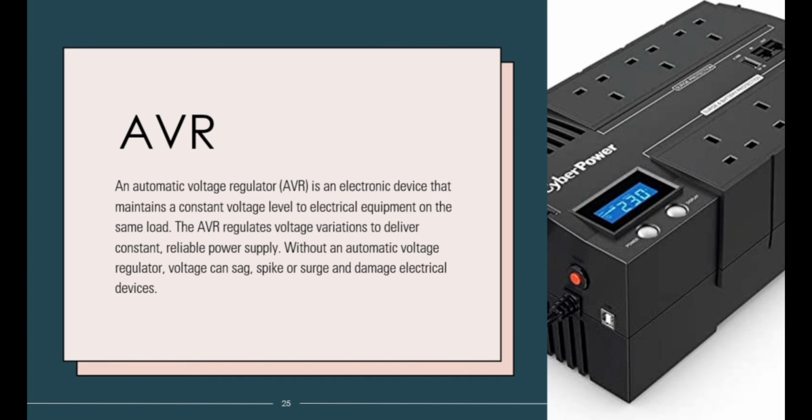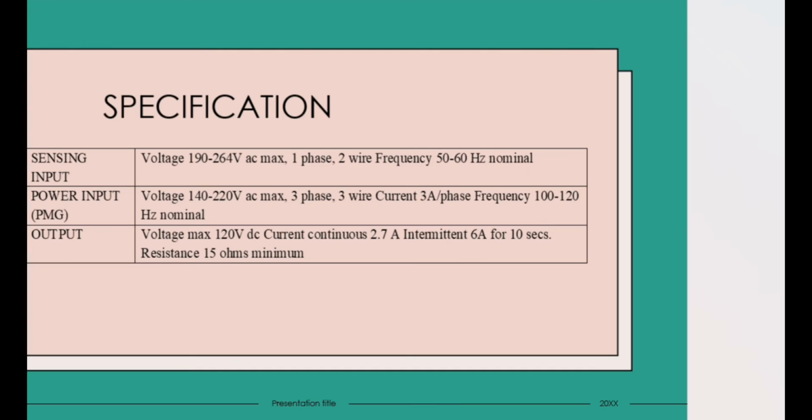AVR. An automatic voltage regulator, AVR, is an electronic device that maintains a constant voltage level to electrical equipment on the same load. The AVR regulates voltage variation to deliver a constant, reliable power supply. Without an automatic voltage regulator, voltage can sag, spike or surge and damage electrical devices.